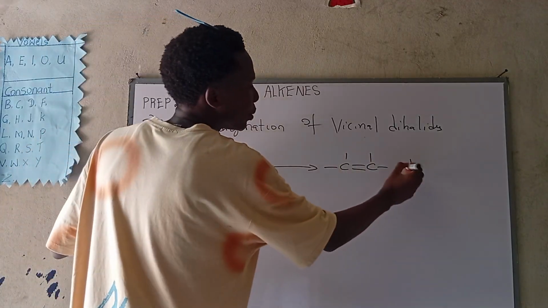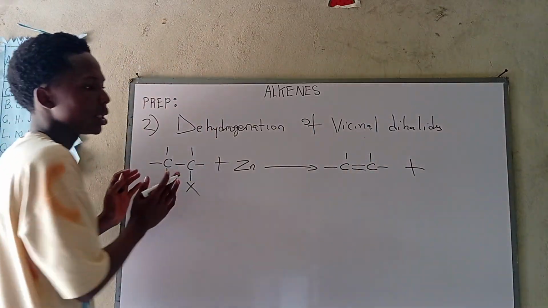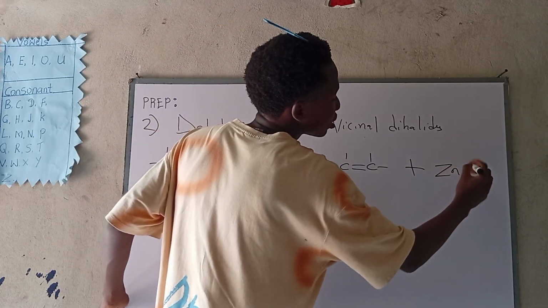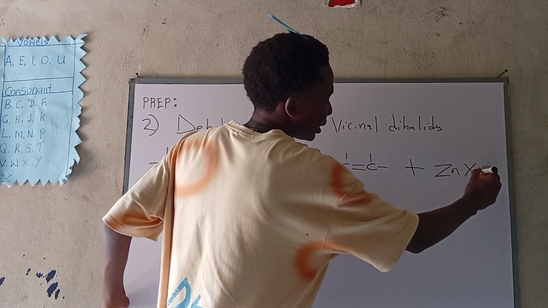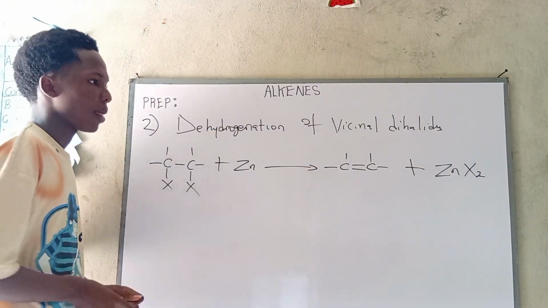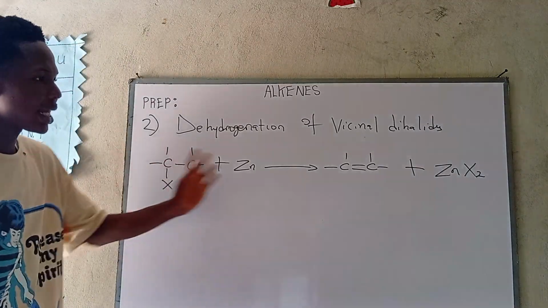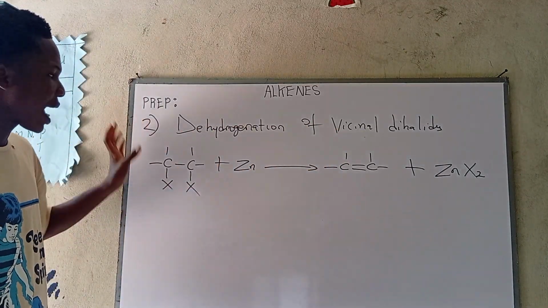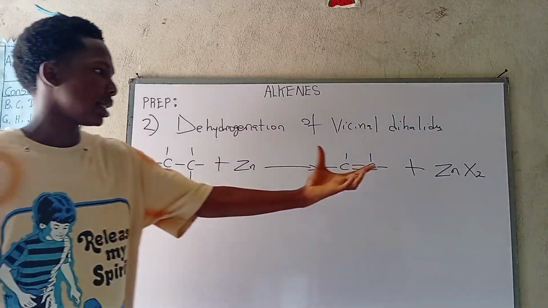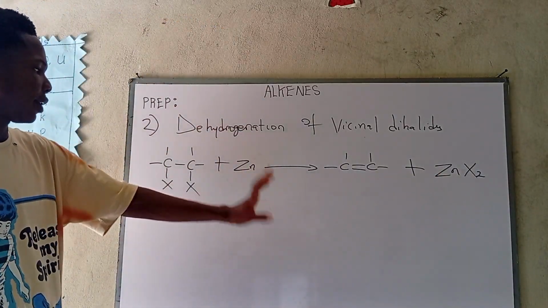What next? The alkene is what we're interested in, but the reaction is not going to end like this. It's going to form a zinc halide. I remember that halogens are always diatomic, they react diatomically. So this is how it's going to be. From the look of things, we can see that the reaction is balanced. The two halogens are there, and the zinc that is here is also here. So the reaction is balanced.